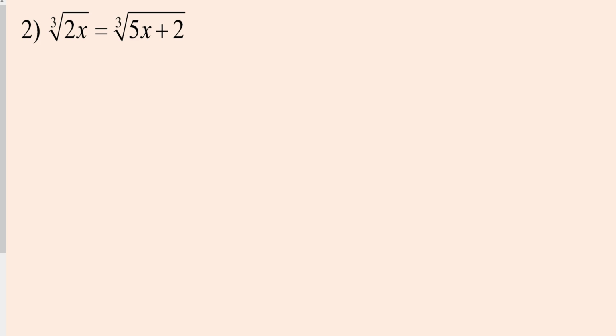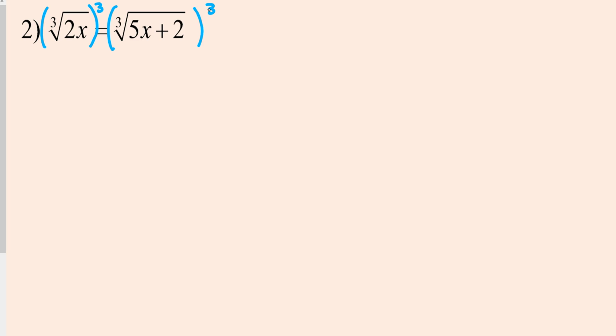Here's number 2, and we have a cube root on both sides, so what we're going to do is cube both sides. In the last problem, we squared both sides, and in this problem, we're going to cube both sides. Now, if you cube both sides, you don't have to worry about extraneous solutions. That's because cubes and cube roots only have one answer. The cube of a positive is positive, the cube of a negative is negative, and so on. So you don't end up with a plus or minus situation at all.